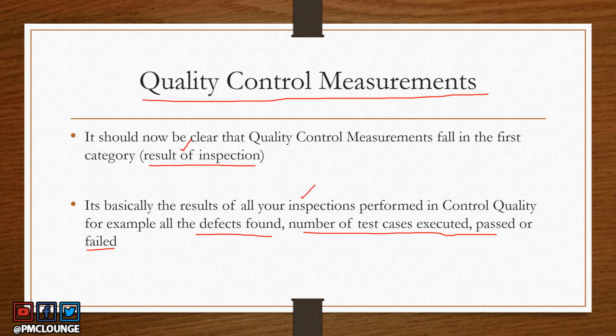So when you perform inspections in the control quality process, quality control measurements is an output that you get, which gives you numbers. How many defects, bugs, issues were found? It gives you numbers. How many test cases you have executed? How many of them passed? How many of them failed? And stuff like that. So this is basically the content of the quality control measurements output.